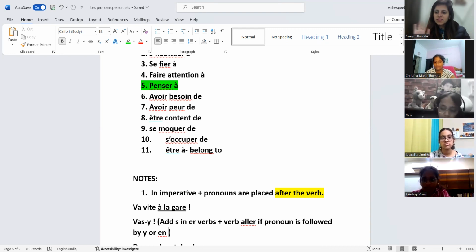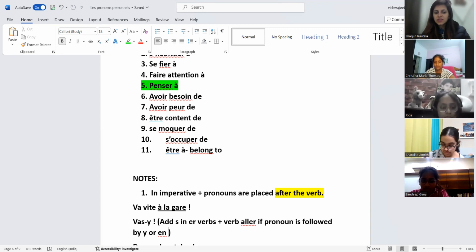We drop the S. Yes, ma'am. This clear? We drop the S. But the S comes back if after the verb there is the pronoun Y or EN. Okay, the S will come back. You have to write that S again. That's a rule of the positive imperative. Rule again, you have to memorize the rules.